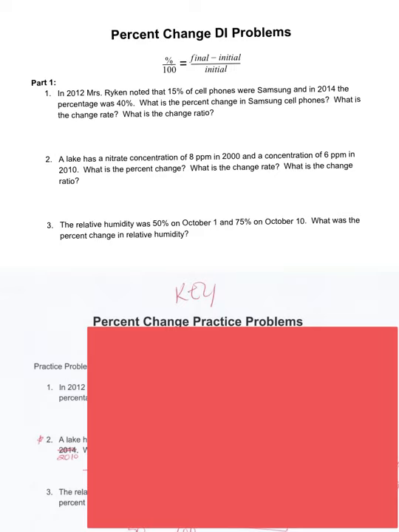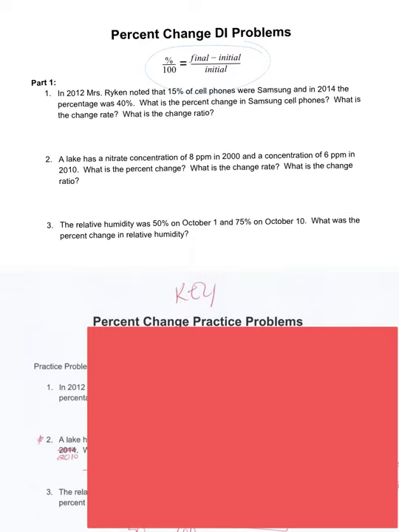So it says, noted that 15% of cell phones were Samsung. In 2014, the percentage was 40%. What percent change in Samsung cell phones? And I'm going to ignore the other questions. I'm just doing percent change. So I'm like, wow, I really don't even know how to start on this one. This is when I might look at the equation that's given at the top of the page, but otherwise I'm just going to go look at the answer key and see what the answer key tells me.